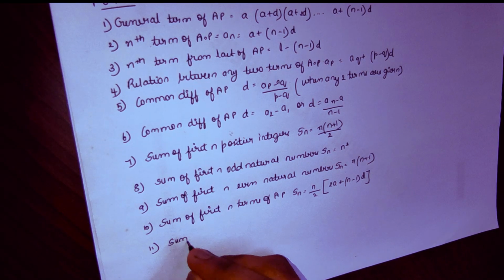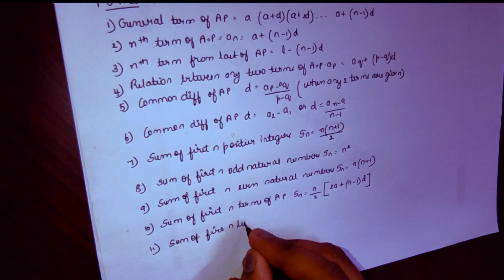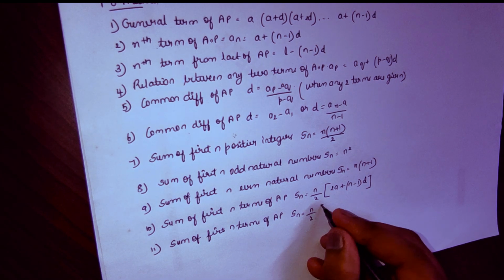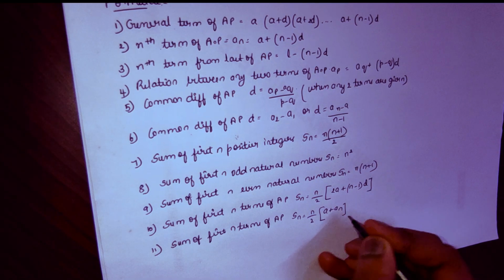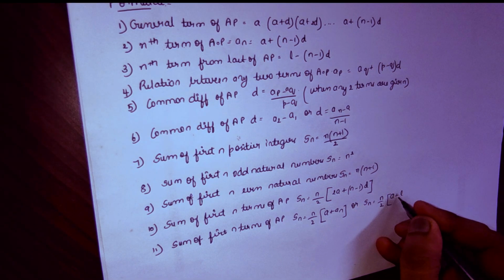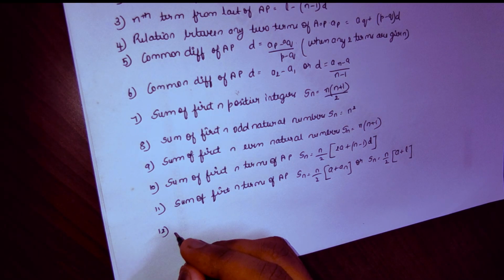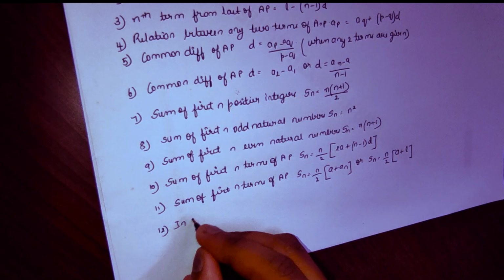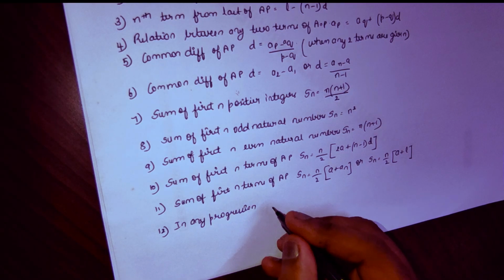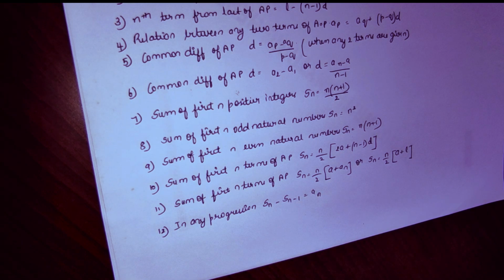There is one more formula when the nth term of an arithmetic progression is given: Sn is equal to n by 2 into (a plus an), or Sn is equal to n by 2 into (a plus l) when the last term is given. In any progression, Sn minus Sn minus 1 is equal to the nth term of an arithmetic progression.